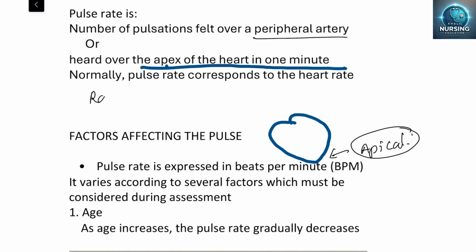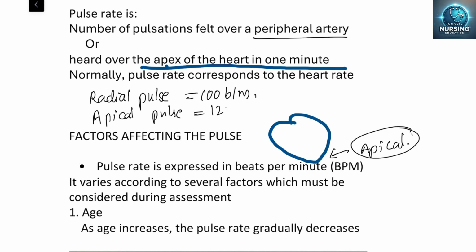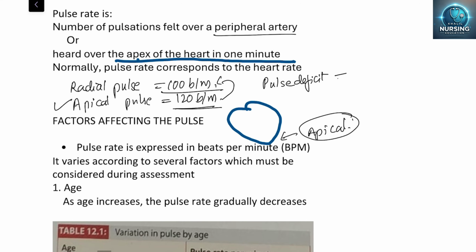Suppose the radial pulse gives you 100 beats per minute and the apical pulse gives you 120 beats per minute, then there is a difference between the radial pulse and the apical pulse. Sir, then which is the most accurate? The apical pulse is the most accurate. Sir, then what will this difference be called? That will be called pulse deficit.